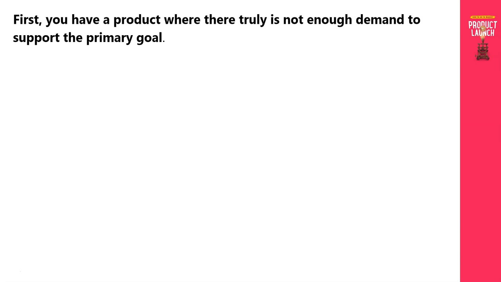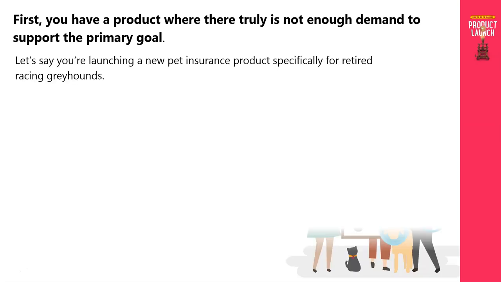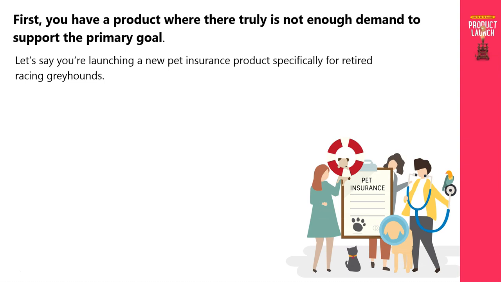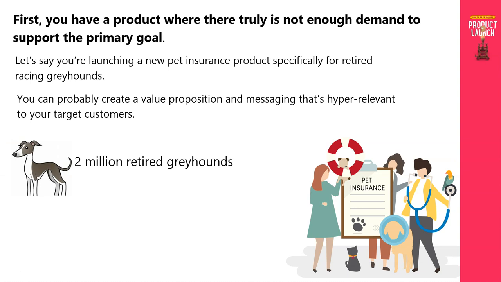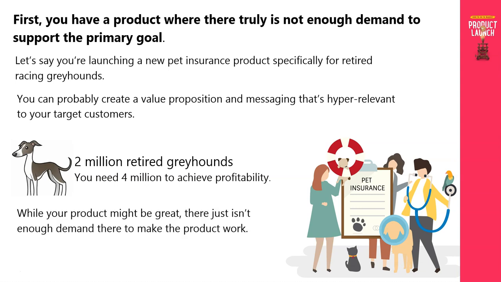Scenario 1. No demand. First, you have a product where there truly is not enough demand to support the primary goal. For example, let's say you're launching a new pet insurance product specifically for retired racing greyhounds. Great! That's a super niche audience, which means you can probably create a value proposition and messaging that's hyper-relevant to your target customers. But let's say there are 2 million retired greyhounds out there and you need 4 million to achieve profitability. While your product might be great, there just isn't enough demand there to make the product work. If you're in this bucket, then you need to pivot to serve a larger target audience.